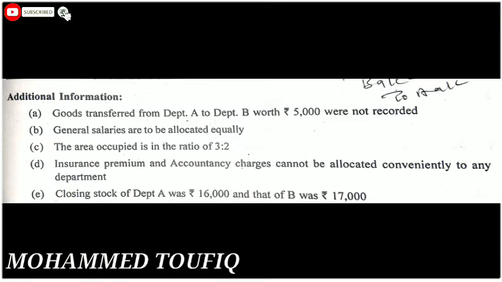Insurance premium and accountancy charges cannot be allocated conveniently to any departments. So there are two expenses, insurance premium and accounting charges, that cannot be allocated to any department, which means we will transfer these to general profit and loss account, but we will not take them in the departmental trading and profit and loss account. The last additional information: closing stock of department A is 16,000 and closing stock of department B is 17,000. So this is our question.